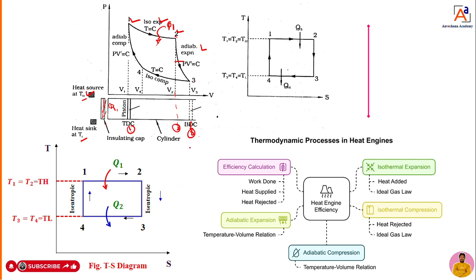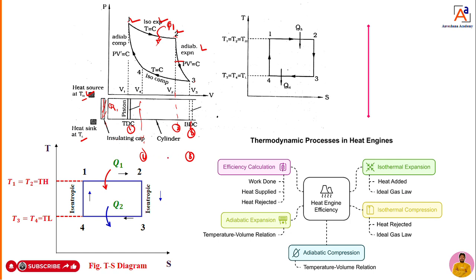Now from 1 to 2 and 2 to 3 is expansion. One is isothermal expansion, another is adiabatic expansion. Now reverse. The piston will start to move from 3 to 4. I will mark it here. Assume that initially the piston is at point 3. You will start to do compression. Then the piston is moving from 3 to 4.